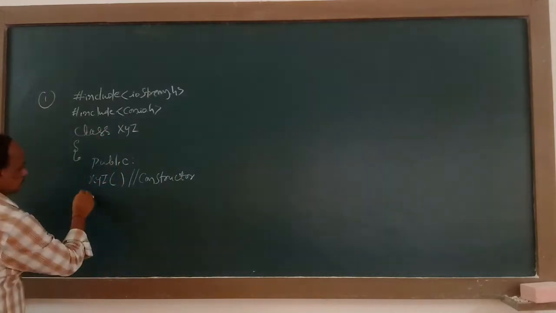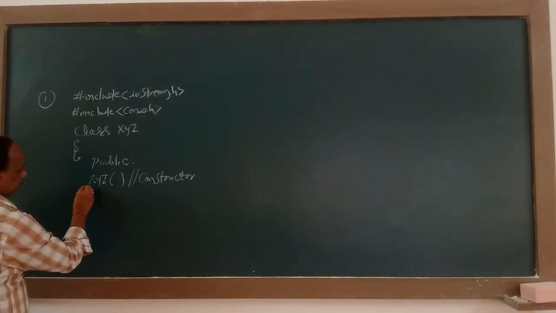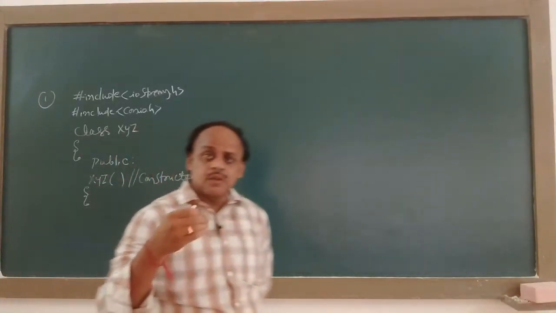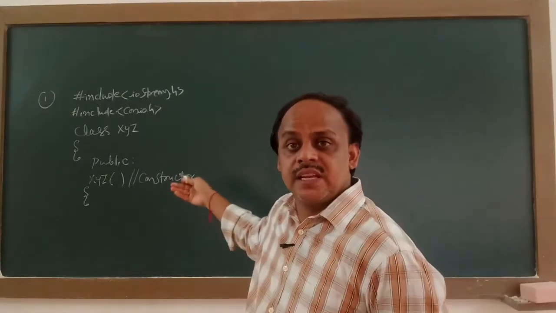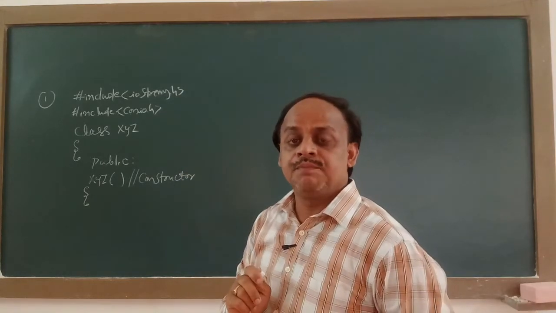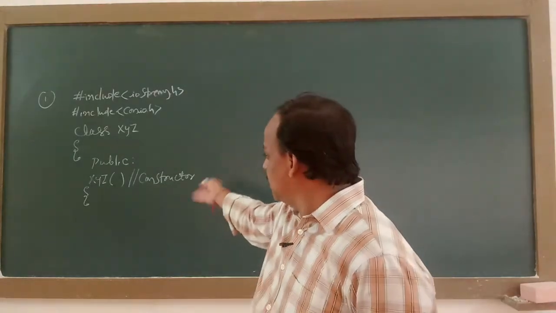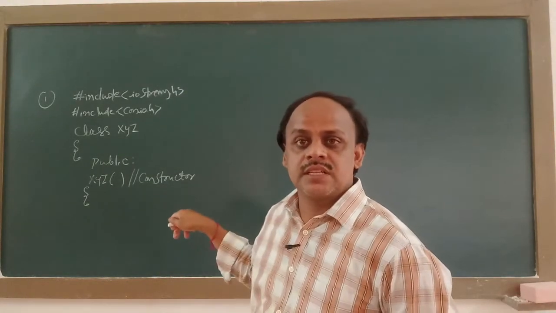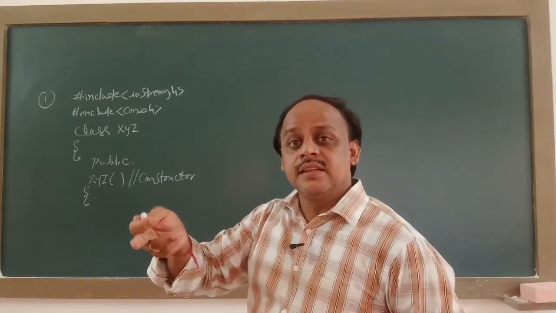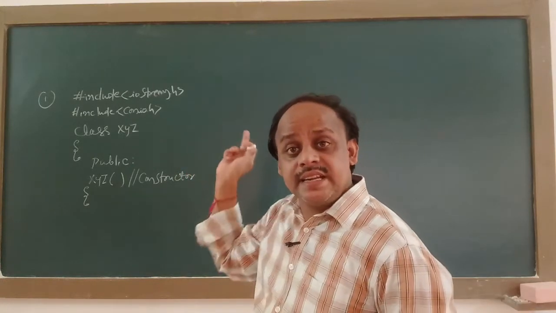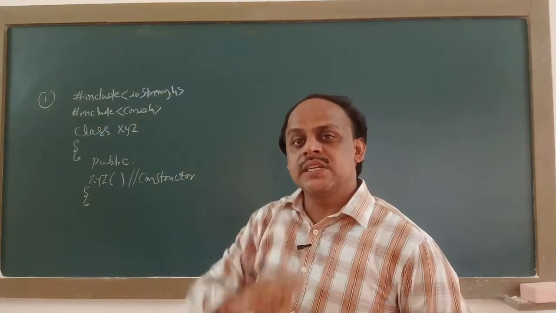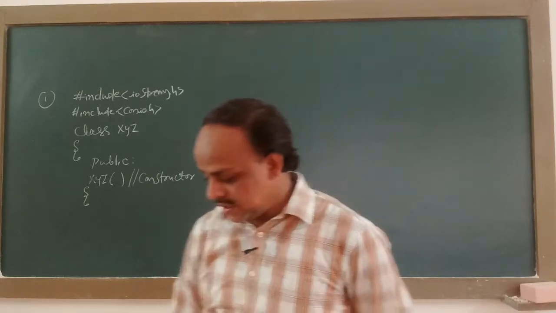Since it is a member function, I am going to write function-related things here. We have to check whether this XYZ constructor function is executed automatically when an object is created. How to check it? Just write a cout statement in this constructor, declare an object, close the program, and simply run it. Then this constructor content is displayed, which means this constructor is automatically executed when an object is created. Very interesting.